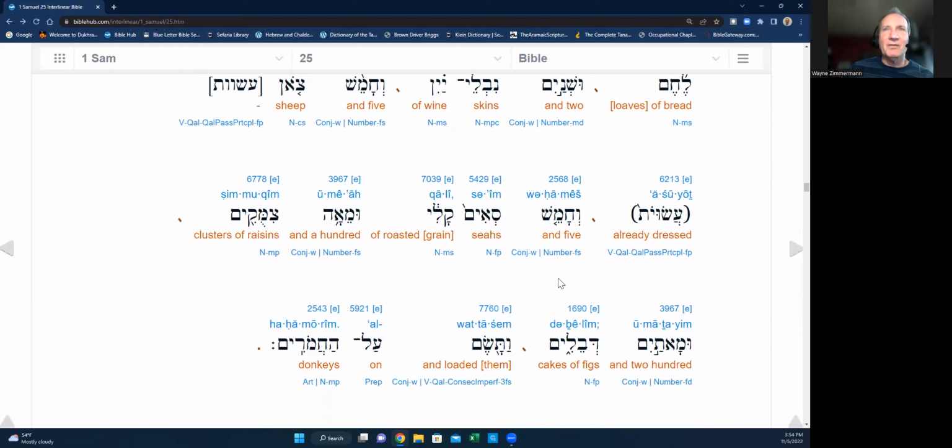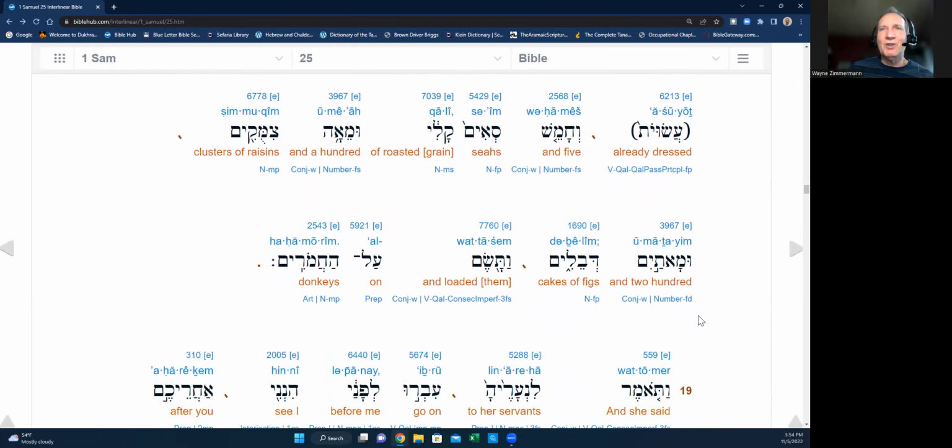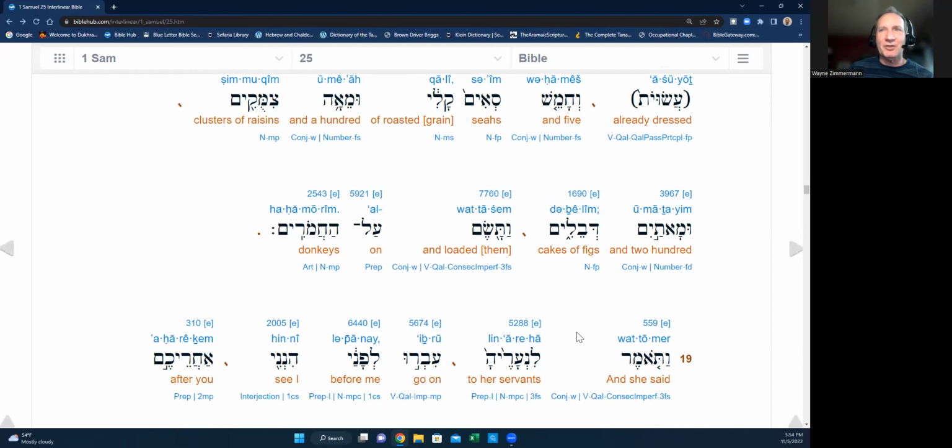And then 5 seahs of grain. And so again, just putting this list together, what kind of roasted grain she's offering to these men. 100 clusters of raisins. Again, very interesting food. 200 cakes of figs, which would maybe be more of the dessert loaded for them. And she loaded them onto donkeys.